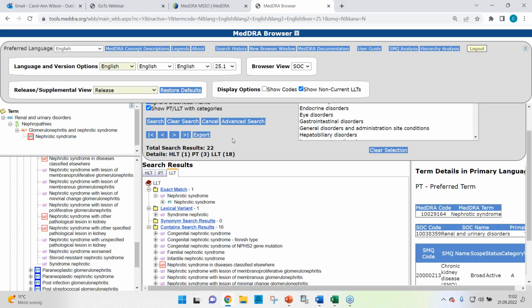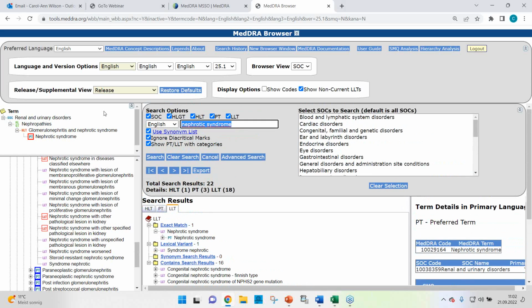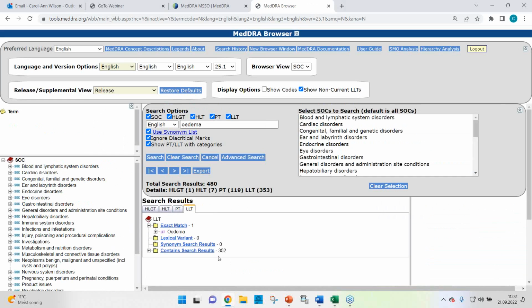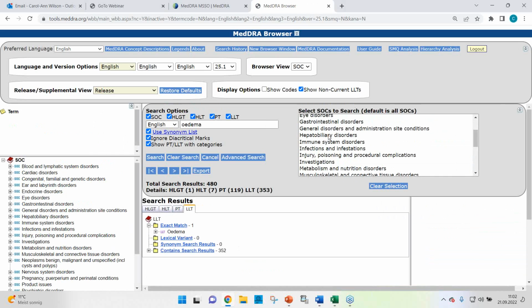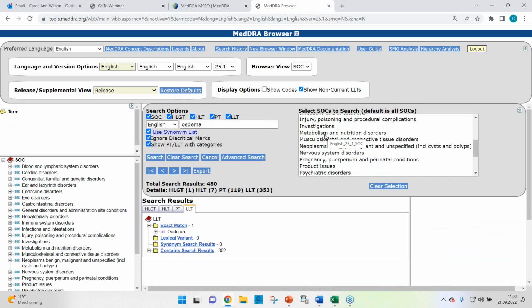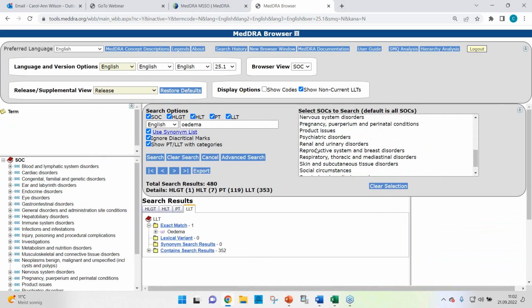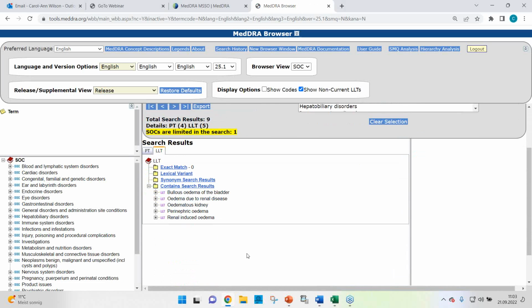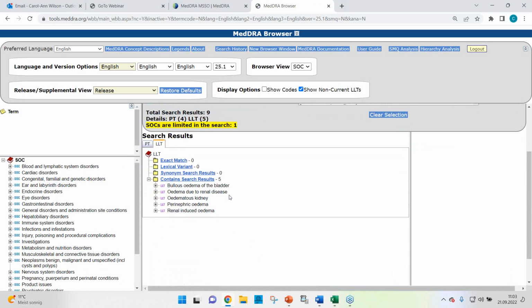So what else? What about the edema? If I enter edema in search, I get, of course, many hits. 352. Again, we have to narrow down our search. And we know it's edema due to a renal disease, due to the nephrotic syndrome. So I would now restrict my search to the SOC renal and urinary disorders. Search again. And here we are, edema due to renal disease.